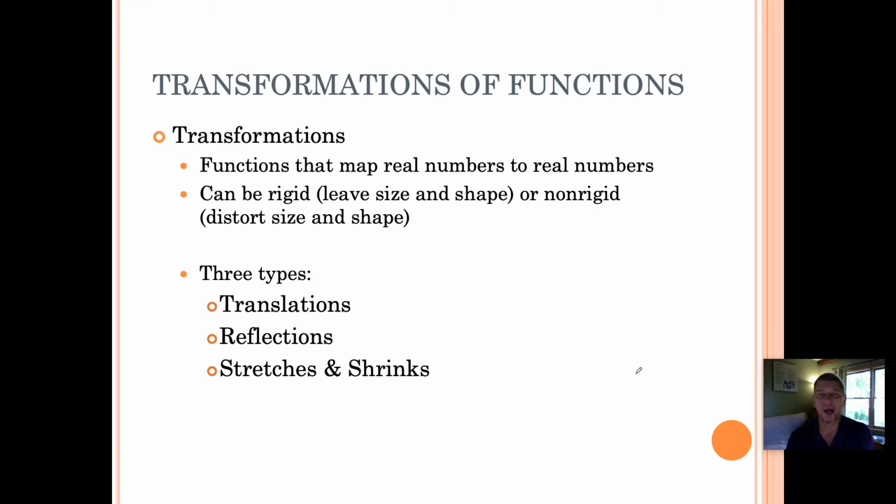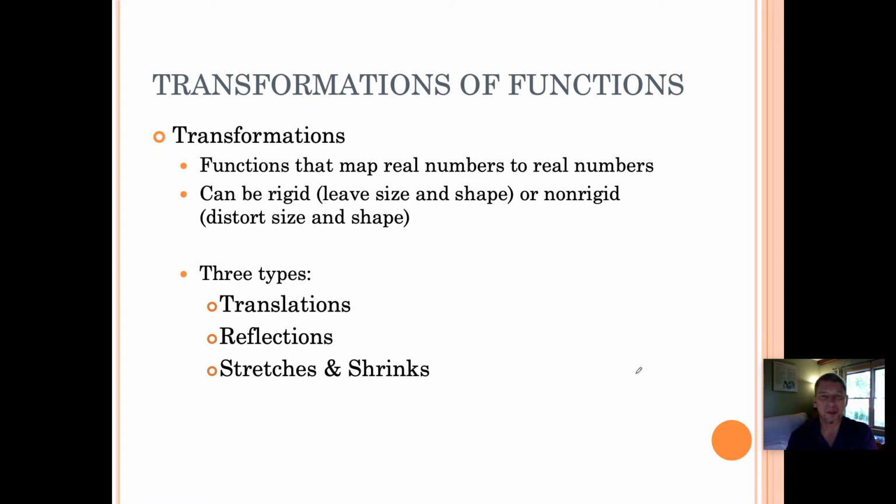Or they can be non-rigid, which are graphs whose size and shape has been distorted. All right, they're either stretched or perhaps shrunk. And so there's a lot that we can do with these transformations. There are three types of transformations: translations, reflections, and stretches and shrinks.